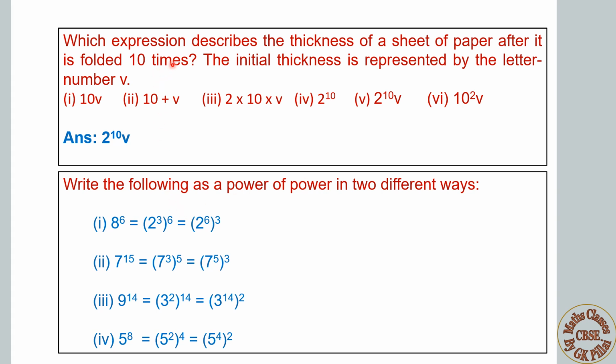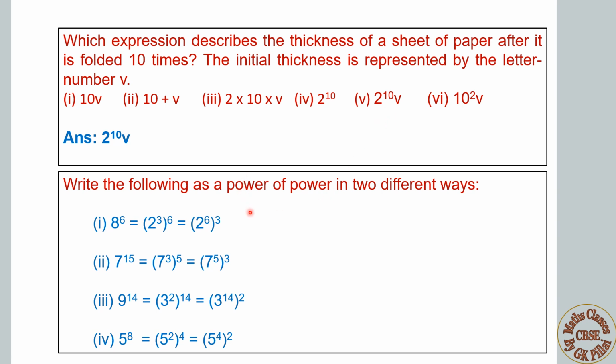The next one: which expression describes the thickness of a sheet of paper after it is folded 10 times? The initial thickness is represented by the letter V. There is an identical question in your textbook as an example. Here, your answer is 2 to the power of 10 into V. This one is the answer: V multiplied by 2 to the power of 10.